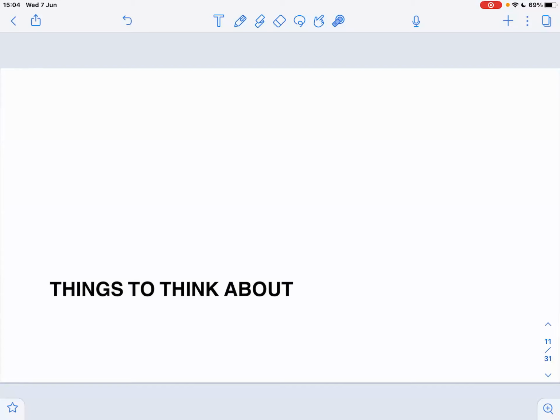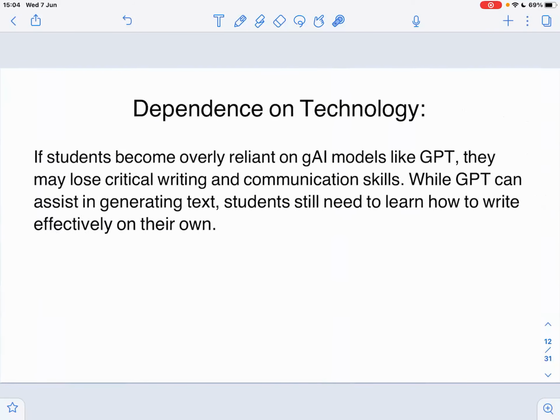And not just by saying, is this result correct or not? That goes without saying. Students need to be very critical about what they actually find. Very often I hear critics say there is a strong dependence on technology. Yeah, of course, it is a dependence on technology. And if students become overly reliant on models like GPT, they might lose the ability to critically write, evaluate and communicate. So that is a big problem.